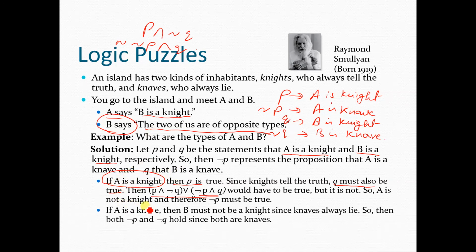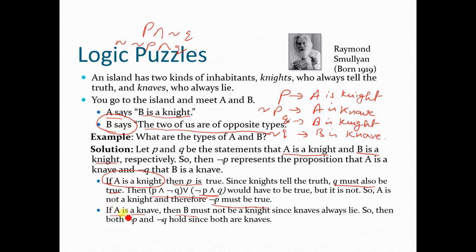So A is knight is not true. That is, A is knave. Or you may say P is not true. That is, negation P must be true. So let's see what is the next case. Next case, if A is knave. Now since A is knave, knaves always lie. Then B must not be a knight, because A says B is a knight and A is a liar. So B must not be a knight. So then both negation P and negation Q hold.